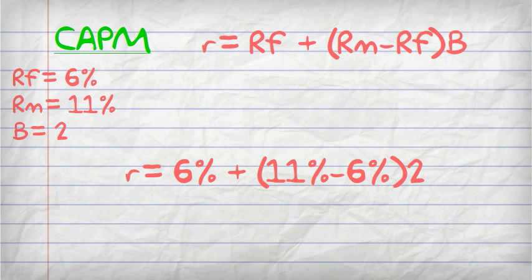Let's say that the risk-free rate is 6%, the market rate is 11%, and Mike's stock beta is 2. The required return figured by CAPM would be 16%.